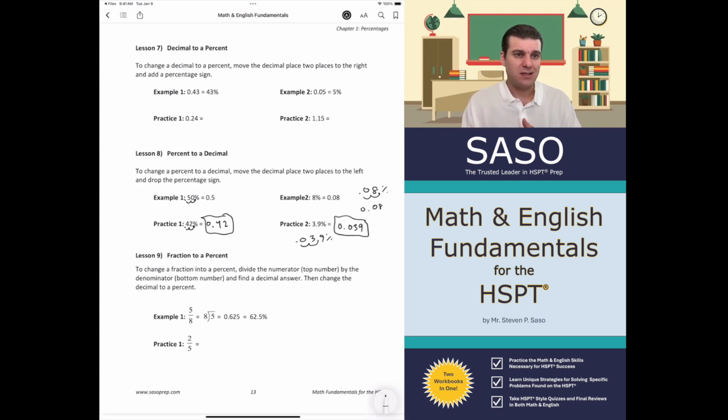Sometimes on the math test, they give you a decimal and they just say, hey, what is this as a percent? Or they'll give you a percent and just say, what is this as a decimal? So this is a problem that can show up.